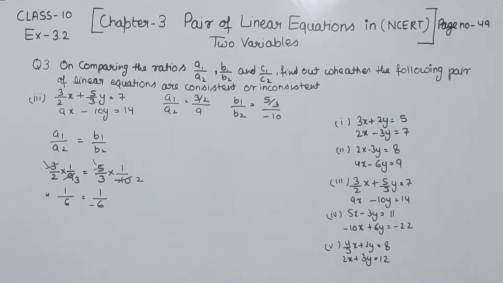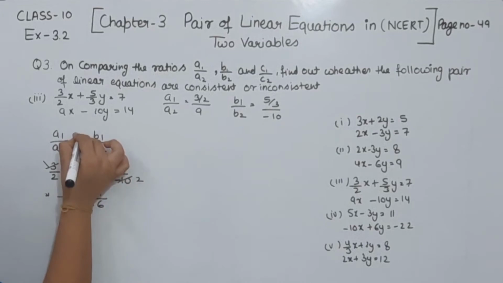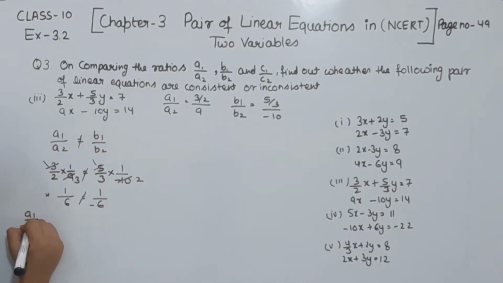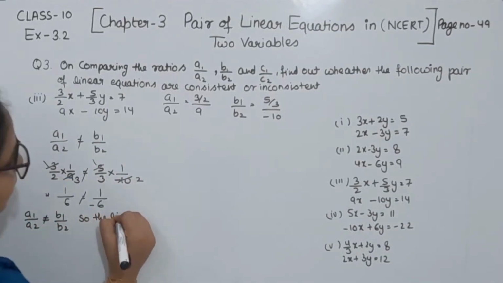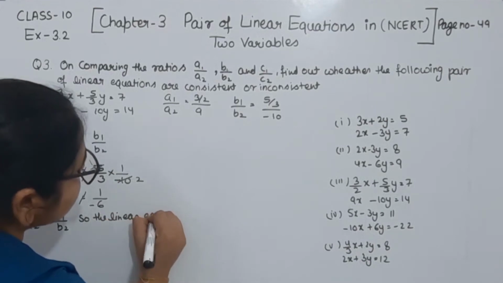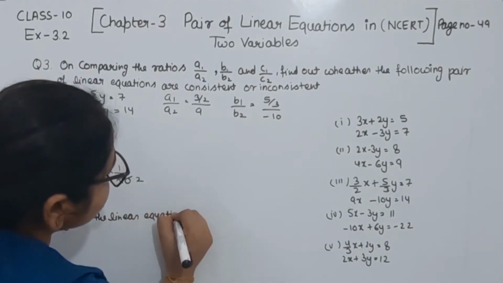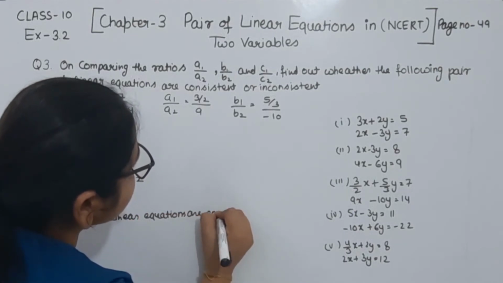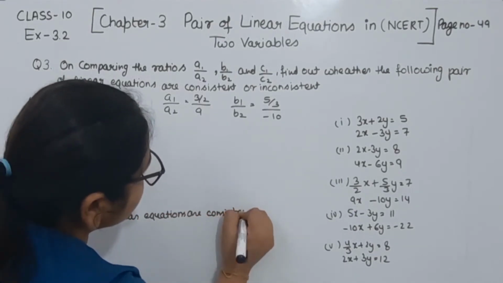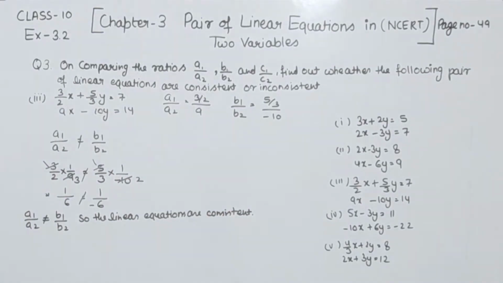So these are not equal to each other. So we are going to write here, these are not equal to each other. So a1 by a2 is not equal to b1 by b2. So the linear equations are consistent. So in the third case, the equations are the consistent one.